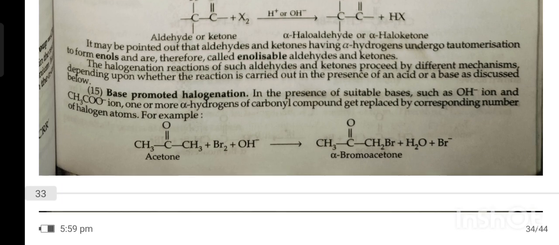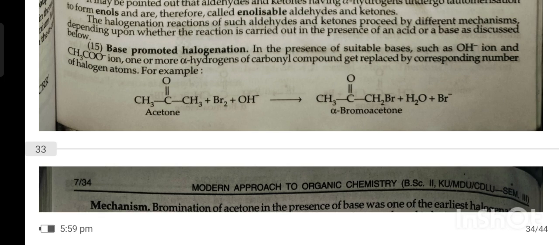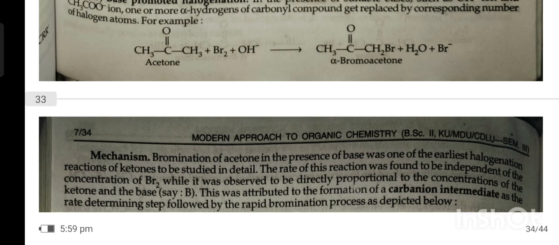The halogenation reaction of such aldehydes or ketones proceeds by different mechanisms depending upon whether the reaction is carried out in the presence of acid or base, as discussed below. 15. Base promoted halogenation: halogenation in the presence of a suitable base such as OH negative ion and CH3CO negative ion. One or more alpha hydrogens of a carbonyl compound get replaced by a corresponding number of halogen atoms. For example, acetone plus Br2 in presence of OH negative, that is in basic medium, gives alpha bromoacetone.